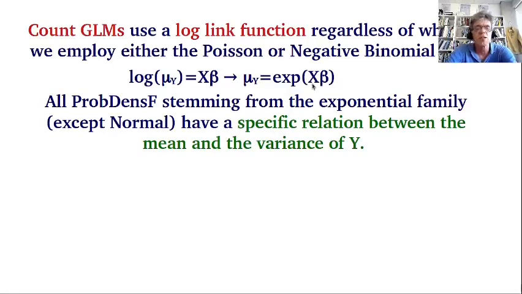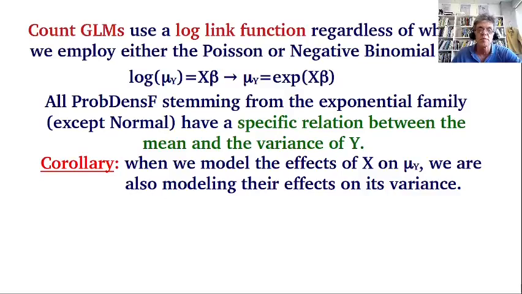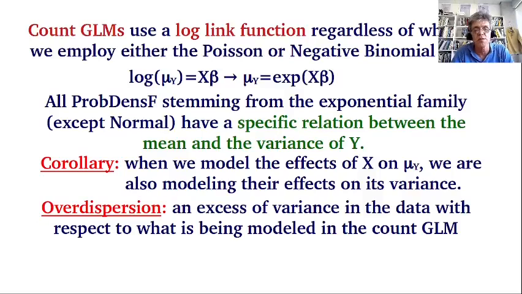All the probability functions stemming from the exponential family, except the normal distribution, have a specific relationship between the mean and the variance. A corollary of this statement is that whenever we model the effect of the explanatory variables on the mean, we are also modeling their effects on its variance. So overdispersion is a feature that occurs in count GLMs, in GLMs having counts as a response variable, and it refers to the fact that there is an excess of variance in the data with respect to what is correctly modeled in the count GLM.